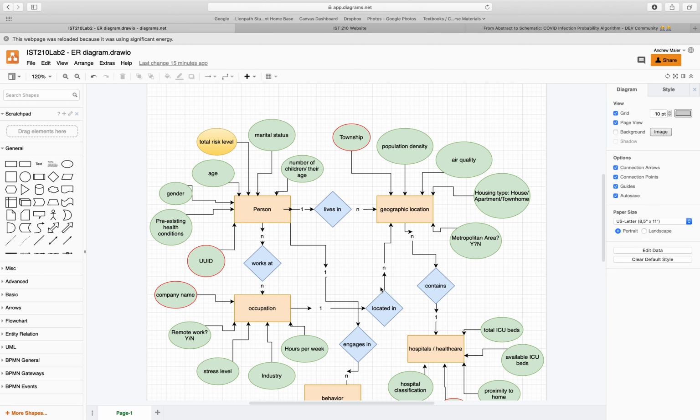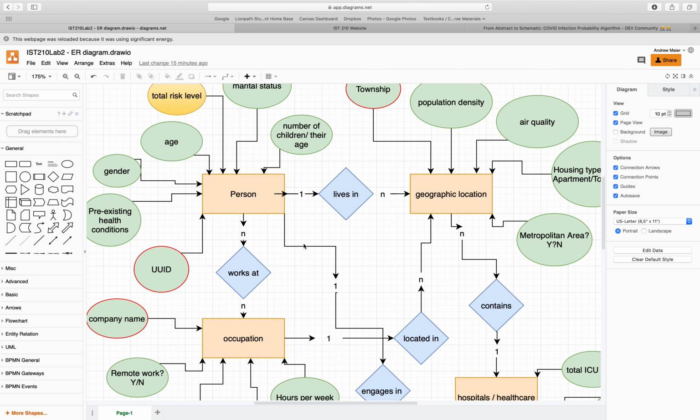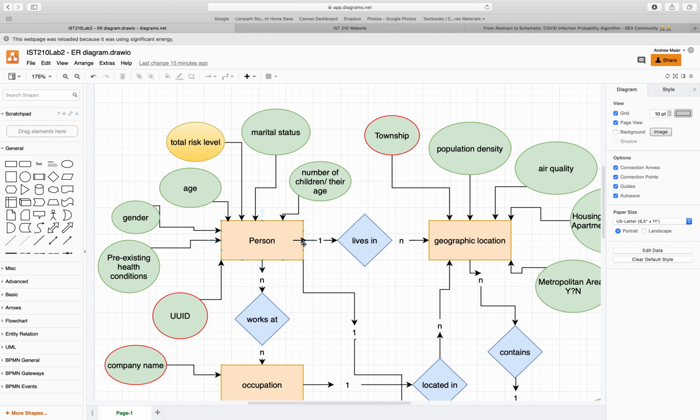All right, one last thing that we're going to talk about is called cardinality. Cardinality is the numerical relationship between rows of one table and rows of another. In the entity relationship diagram, these are represented by ones and n's. If we look at the relationship between the person entity and the geographic location entity, it would make sense that a person can only live in one geographic location. Thus, the cardinality from person to geographic location is single cardinality. However, a geographic location can have multiple people living in it. So there is multiple cardinality from geographic location to person.